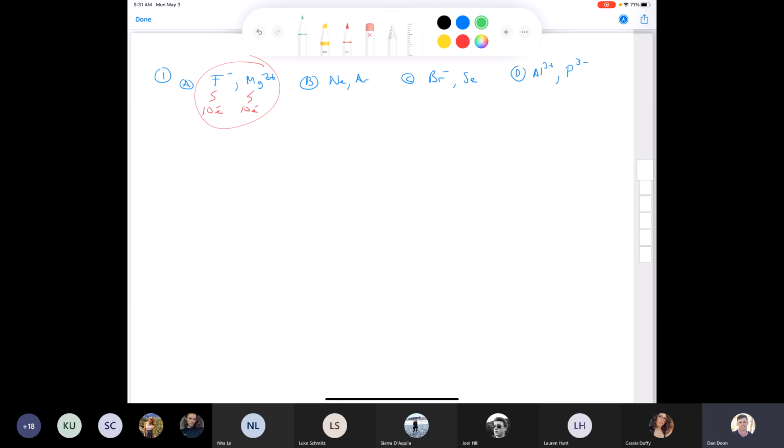If we look at the next one, neon and argon, we just look at neon. Its atomic number is 10. It's got 10 electrons. Argon is element number 18. It has 18 electrons, so that is not the answer. Bromide, if you look at bromine, it's element number 35. If we add 1 electron for the negative charge, we get 36 electrons. Selenium is element number 34. There's no charge, and so it's got 34 electrons.